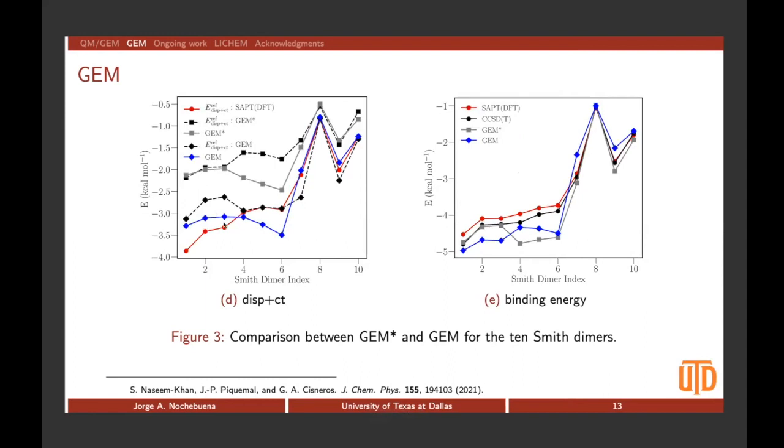To parameterize the exchange repulsion and dispersion charge transfer terms, the ab initio reference data are based on the 10 Smith dimers. The new version of GEM is close to the ab initio reference, and interestingly, the binding energies for GEM and GEM star show a similar deviation. This result suggests that GEM star showed a compensation of errors.